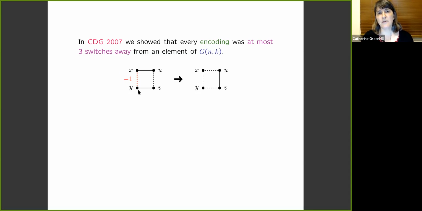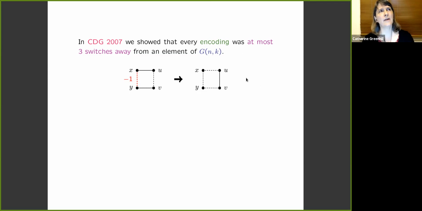In particular, to get rid of a -1 defect edge, we wanted to choose 2 incident edges here, such that these other neighbours, U and V, are not adjacent, so that you can take away these 2 edges and increase the labels here and here. So -1 becomes 0 and 0 becomes 1, and you end up with this.